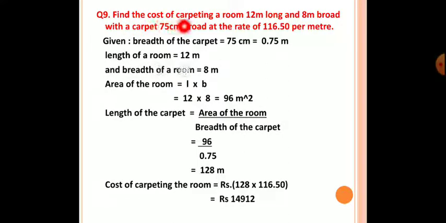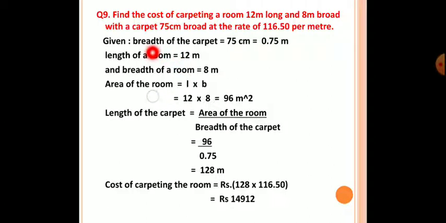Find the cost of carpeting a room 12 meter long and 8 meter broad with a carpet 75 centimeter broad at the rate of 116.50 per meter. So we can see that the length and breadth of the rectangle is given, and it is said that there is a carpet which is being laid on the floor. So let us first find out the area of the room.